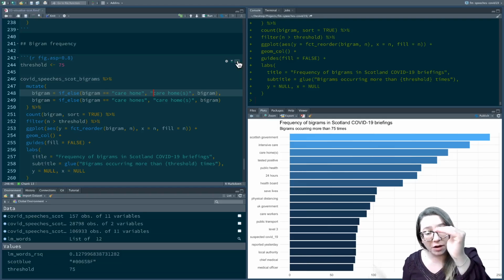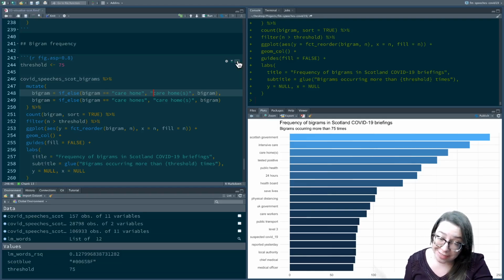So we can see that care homes kind of jumped up. They say Scottish Government a lot. They say intensive care a lot. They say care homes a lot. Tested positive, public health, 24 hours. I can kind of hear her saying, in the past 24 hours, this is what happened.